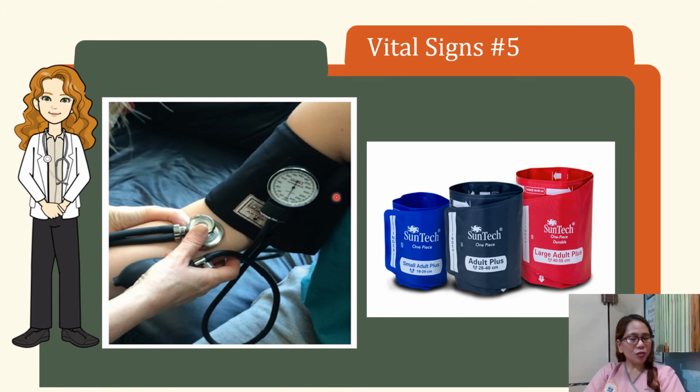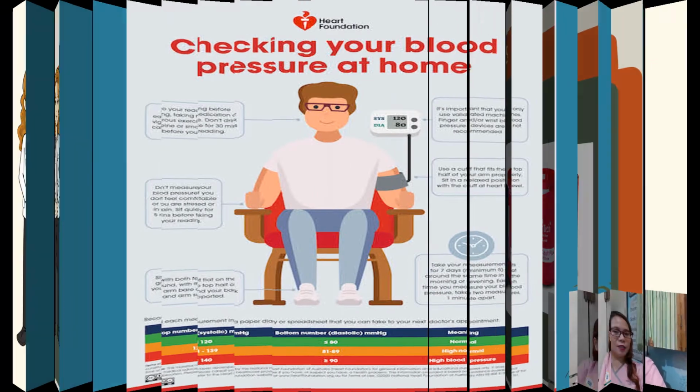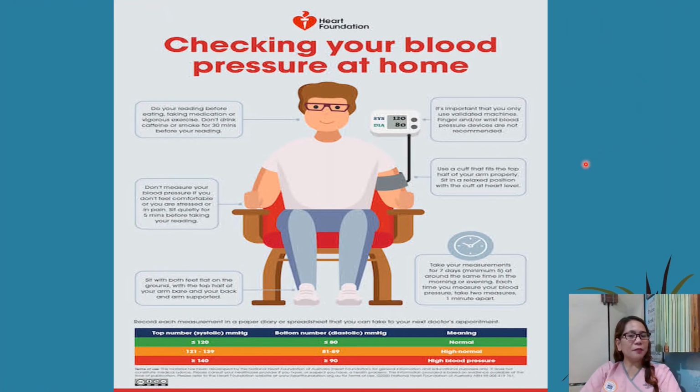Look at this picture on how to place the cuff properly on the client's arm if you are taking blood pressure using the arm of your client. Okay, you have to place the cuff at least 2.5 inches from the elbow, and then you can place the diaphragm of your stethoscope on the brachial artery. So part of your blood pressure taking is to teach your client how to monitor their blood pressure at home.